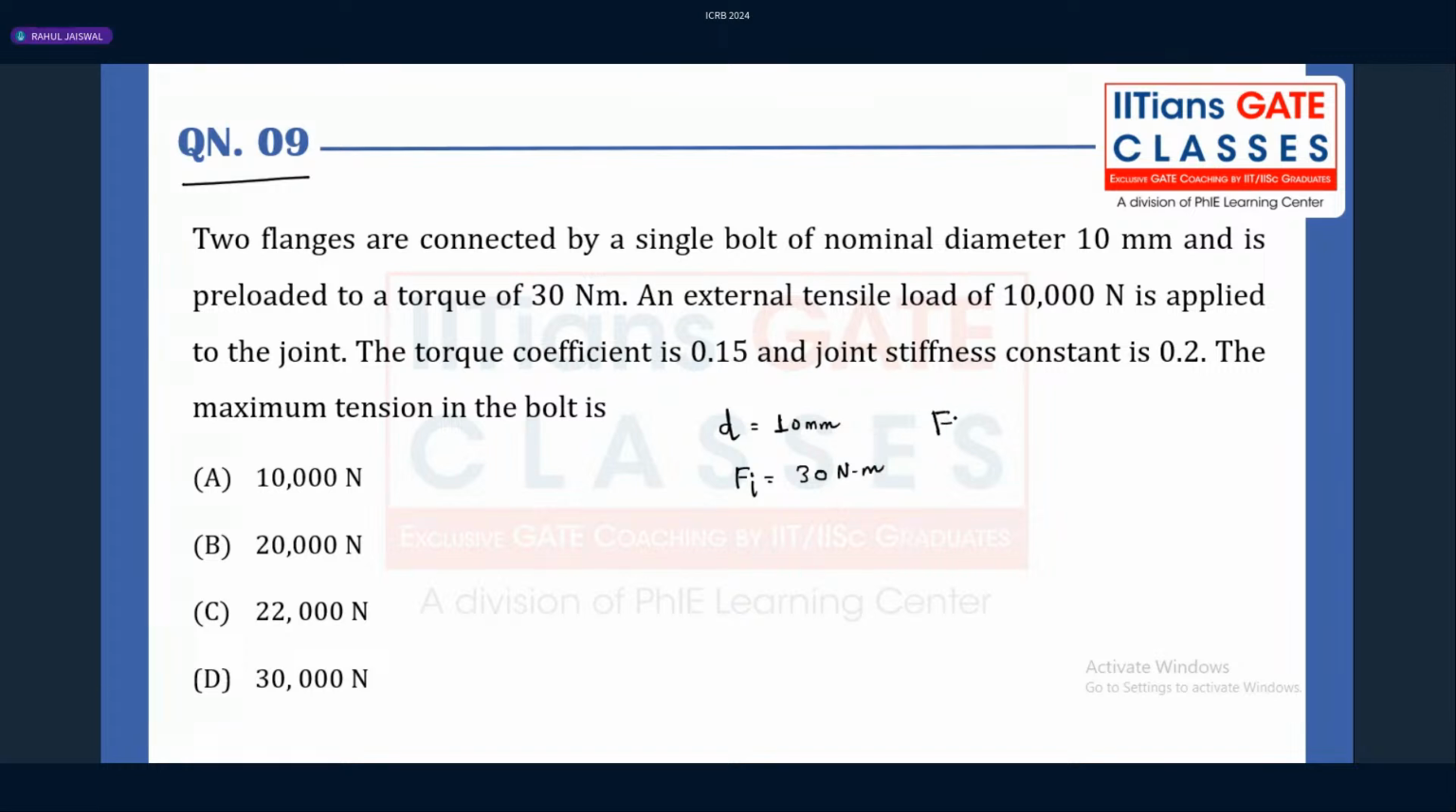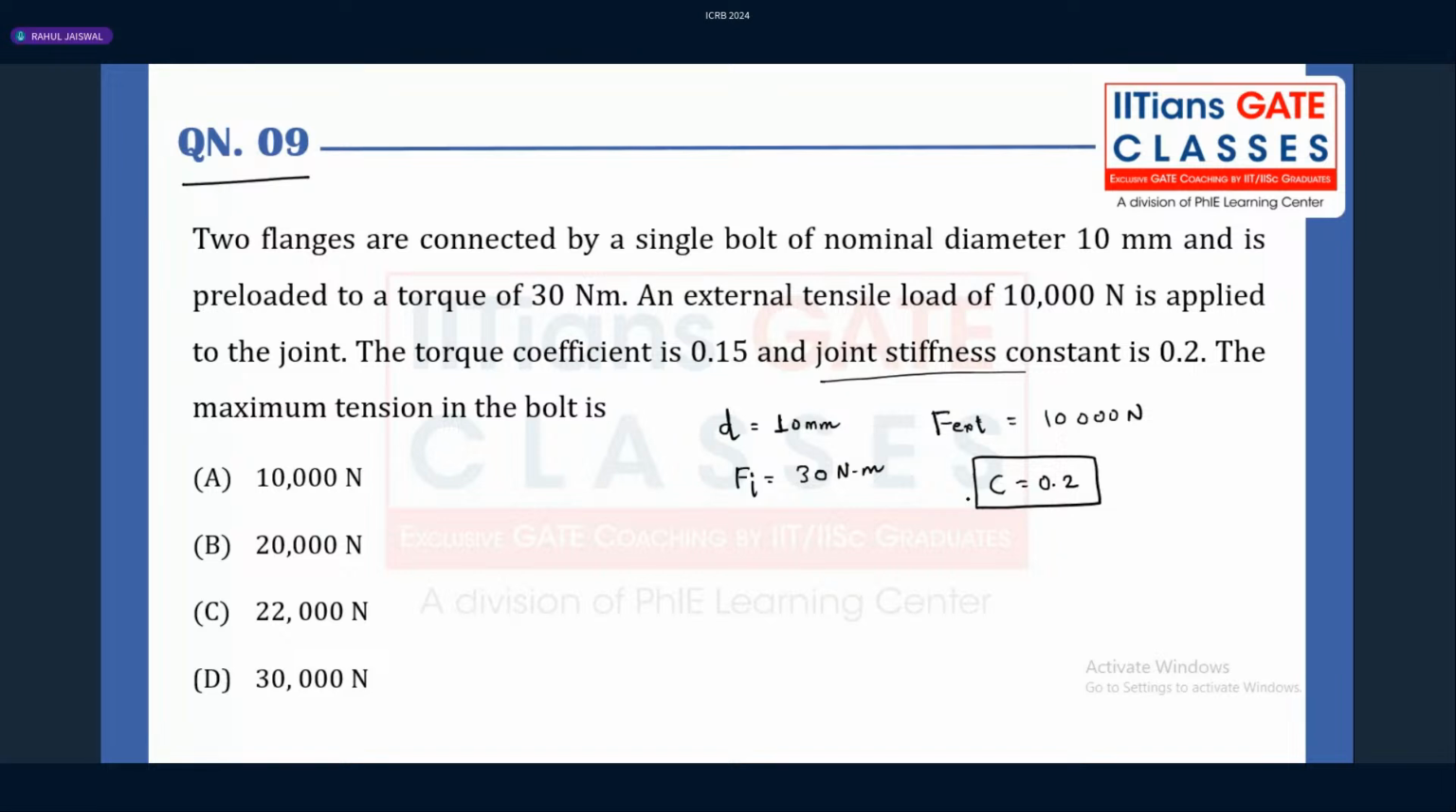But they have given the external load also, that I'm calling F external, which is given as 10,000 Newton. The torque coefficient is given as 0.15. And what is the value of the joint stiffness constant? Joint stiffness constant 0.2. That means the C value is given as 0.2. If you go through the lectures on bolted joints, it is given there. It is there in the GATE syllabus also, but very rarely do they ask it in the GATE examination. So those who have not studied may find difficulty in this question, but those who have studied might have attended these questions.